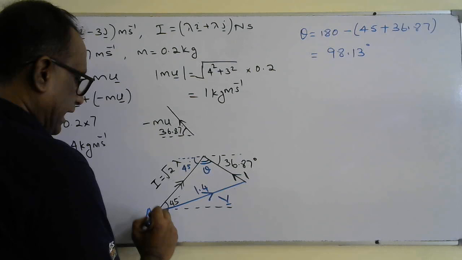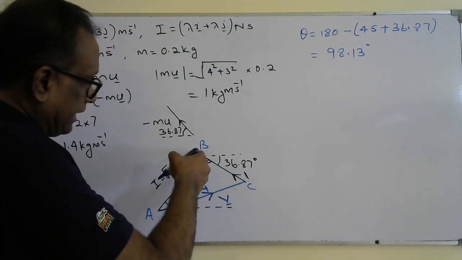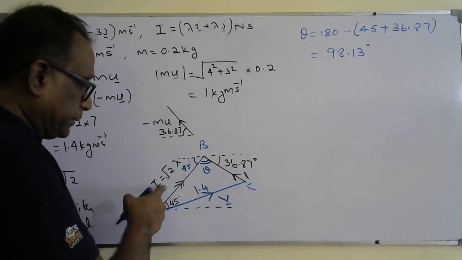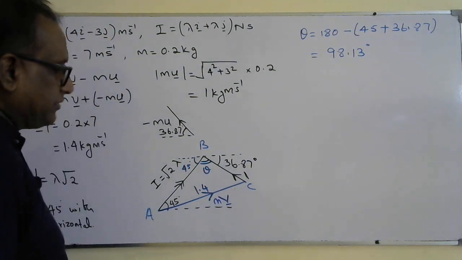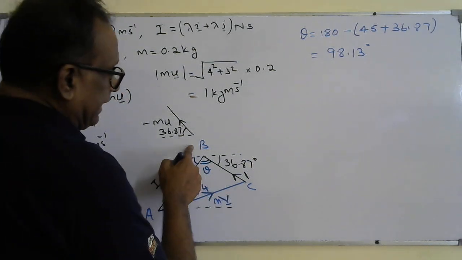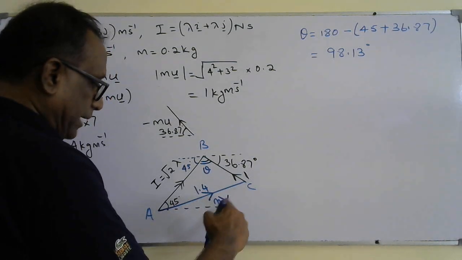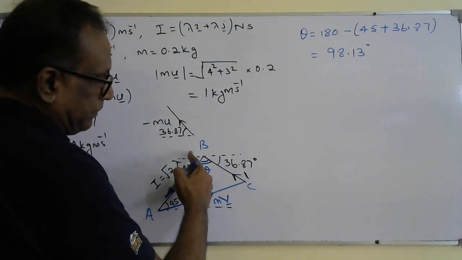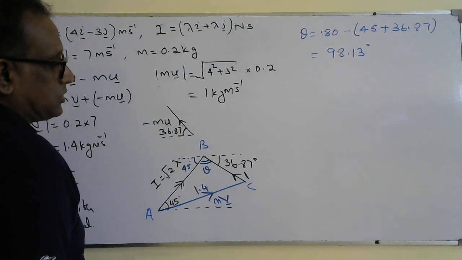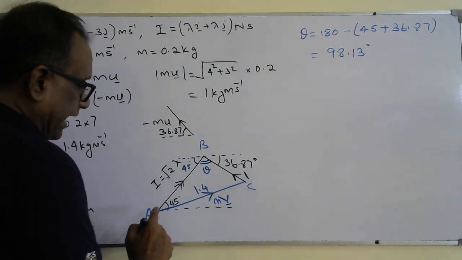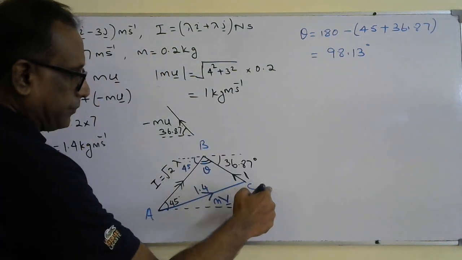Okay, now we can name the triangle A, B, C. In the triangle ABC, AB indicates the resultant vector, the impulse, AC indicates the vector mv, which has magnitude 1.4. The magnitude indicates the length. The vector CB indicates vector minus mu, which has magnitude 1. So we can use the cosine rule for the triangle ABC.